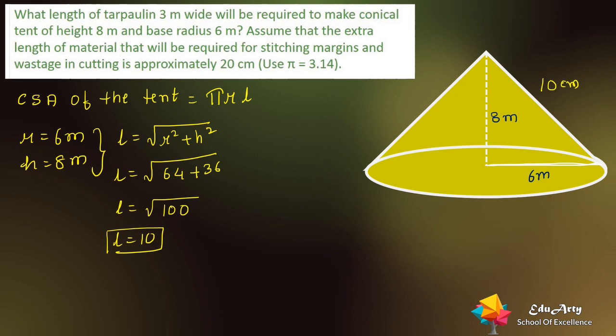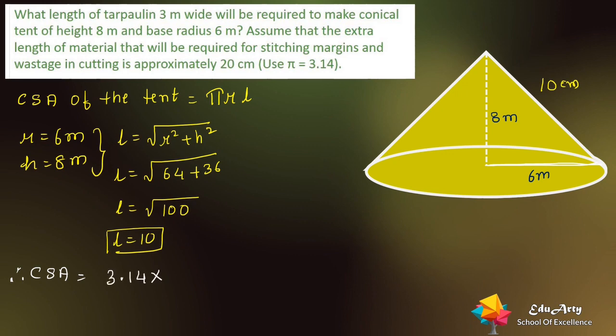So this CSA is going to be how much? CSA will be... they have given us 20 centimeters as stitching area. Okay. Now, therefore, for CSA, we just substitute the values here and find out the CSA. What is that? CSA is equal to 2π. Oh no, we have to use 3.14. Correct.